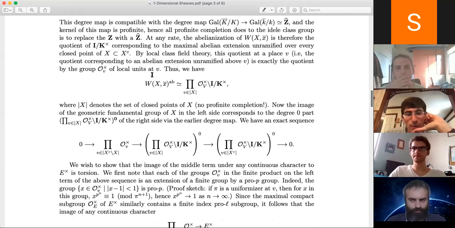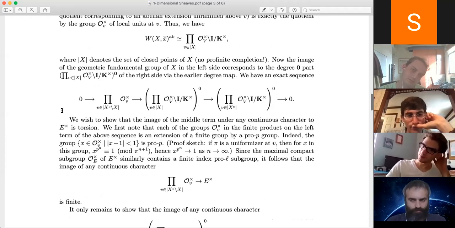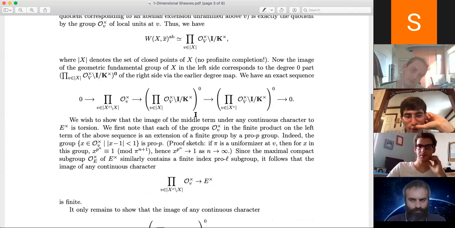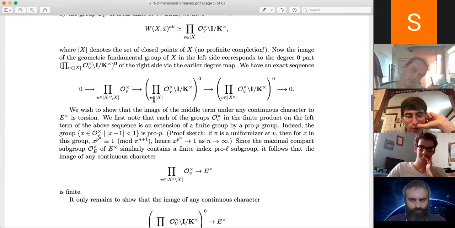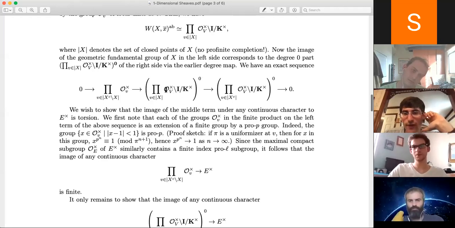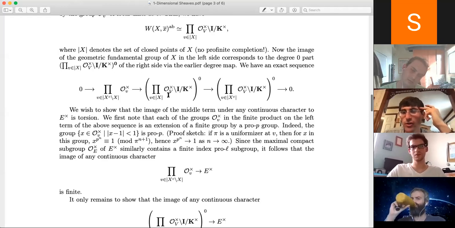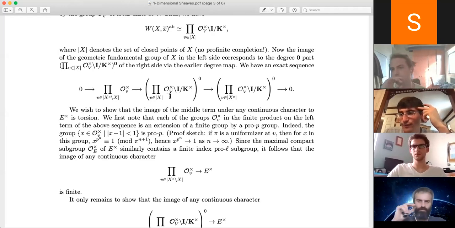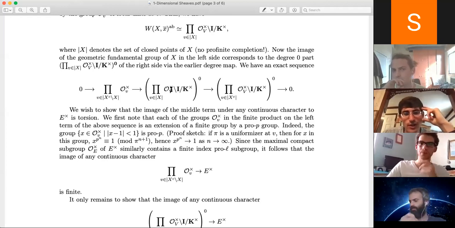Right, and so now I want to show that the image of the degree 0 stuff in here is finite, or is torsion. Well, I consider this exact sequence. I have the degree 0 stuff in here, right? The degree map factors through the units. A unit just maps to the divisor 0, because the order of a unit is 0. So this thing is in the degree 0 part.